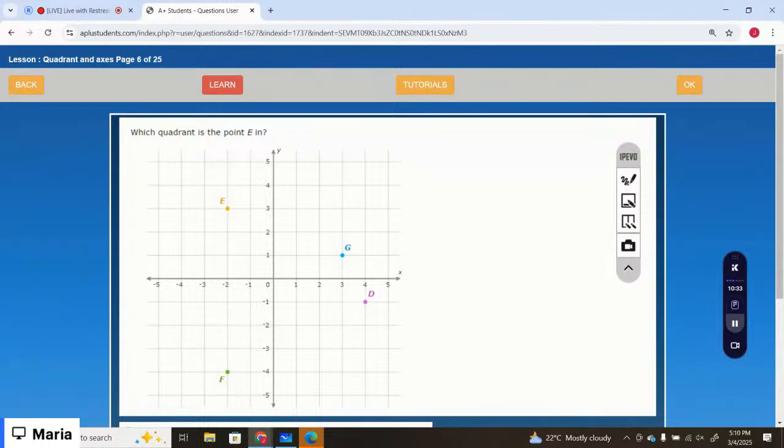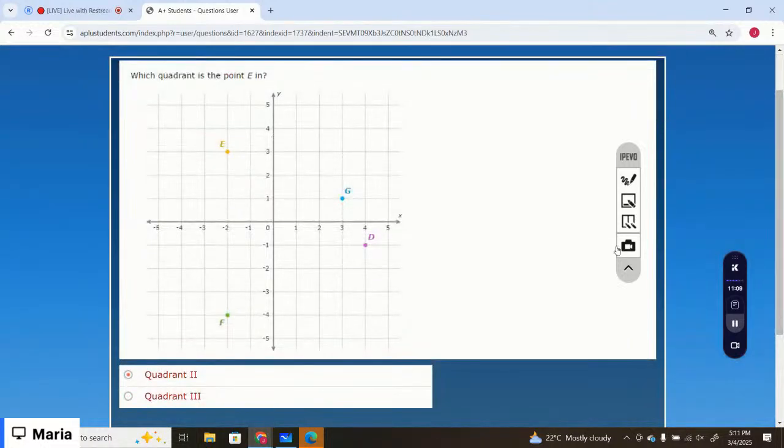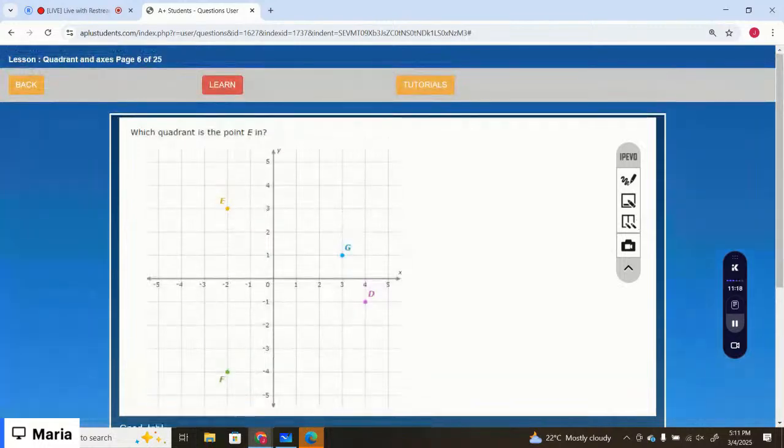Which quadrant is point E in? Point E is in quadrant 2. Option number 2 is the correct option.